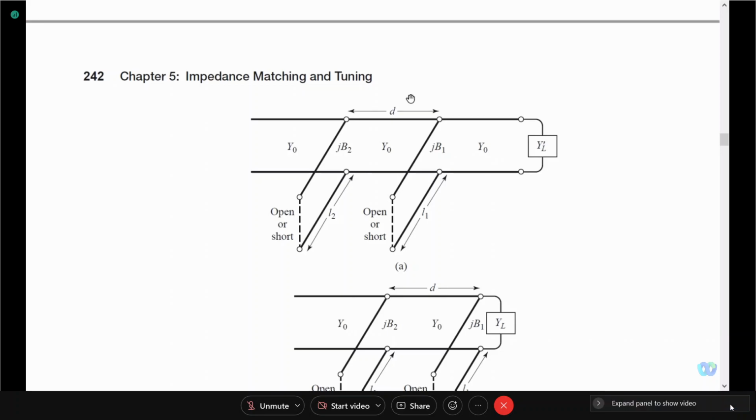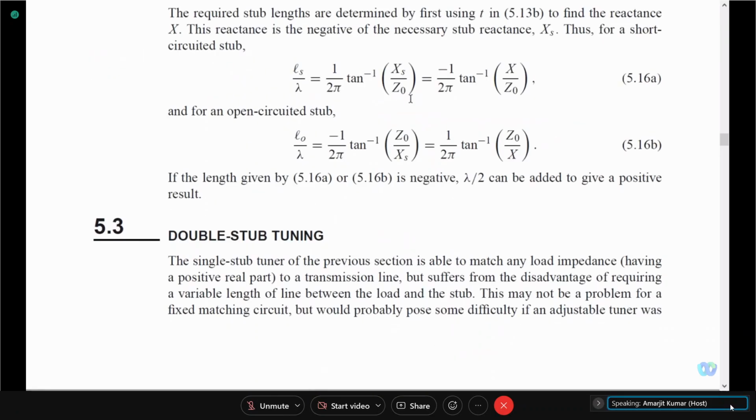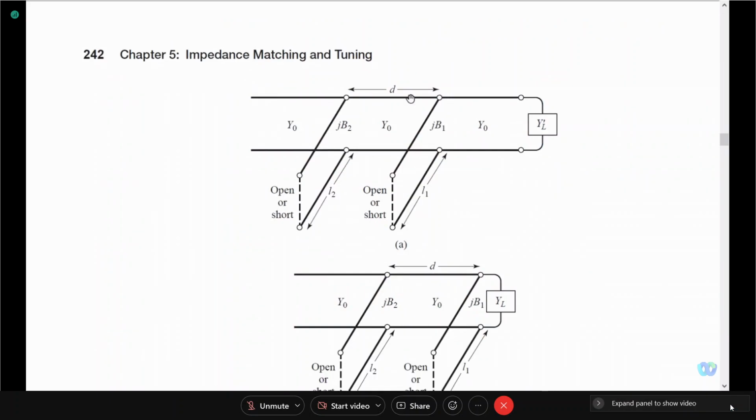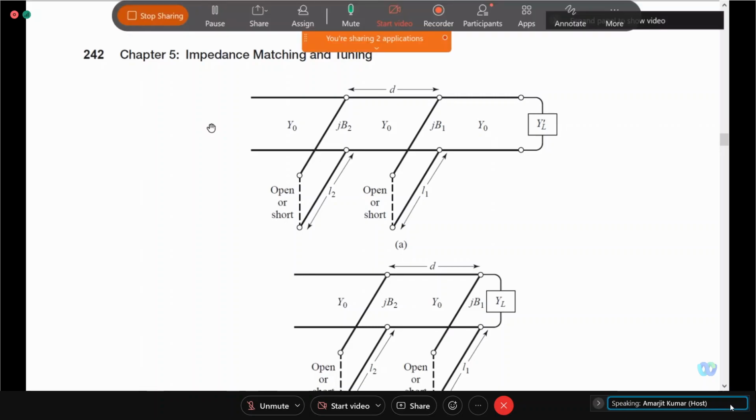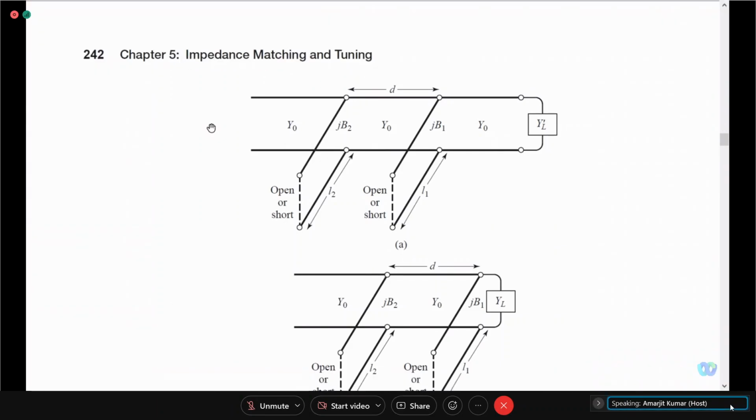Now one more question: what is the limitation of this system, the double stub? It is adjustable, adaptable, that is okay. But what is the limitation? See, the limitation is that it is not capable of matching all the load impedance to the feed line, transmission line impedance. This double stub tuner is not capable of matching all the load admittance to the feed line impedance or admittance. That is the limitation of this double stub tuner.